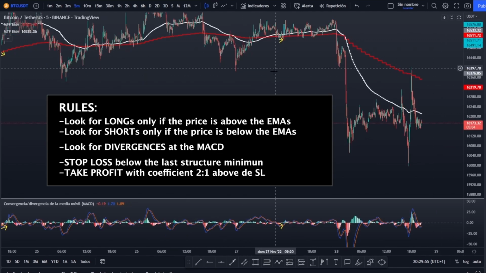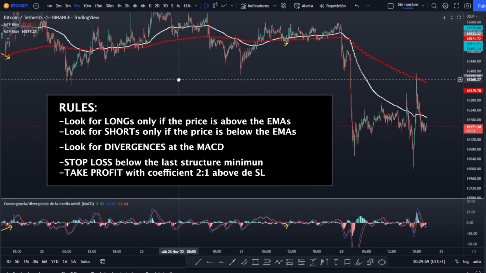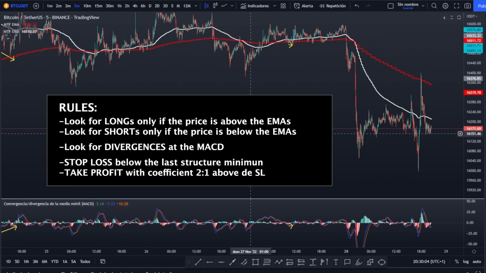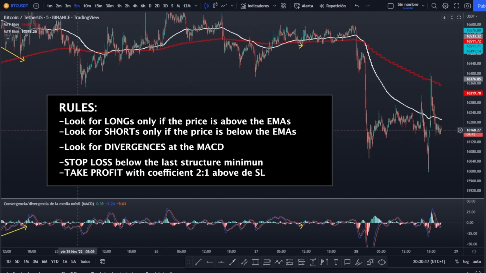And what are the rules of this strategy? Very simple. We'll only look for longs when the price is above the EMAs, and look for shorts only when the price is lower. Then we look for divergences in the MACD, as I will explain below, and in trades we place our stop loss below the last structural low, with a 2-to-1 take profit over the stop loss. Basically, the potential gain is twice the potential loss. For example, if our stop loss coincides with 1%, we'll set the take profit at 2%.